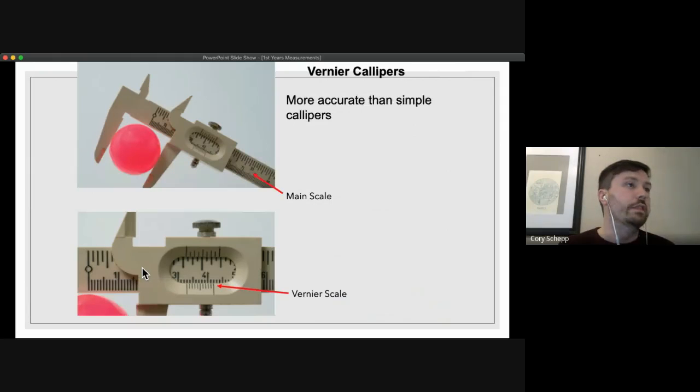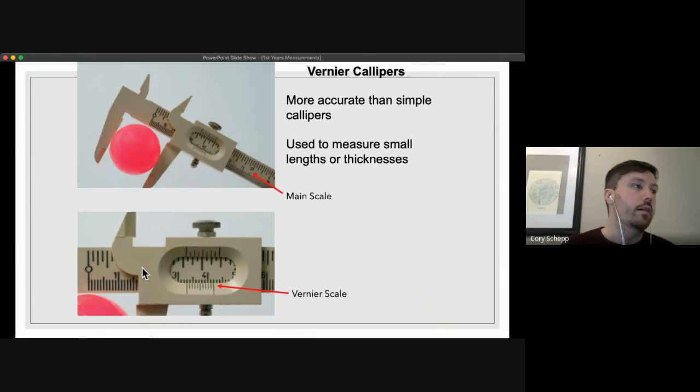All right, so vernier calipers. These are a bit different. They're a bit more complicated. But what they are is they're more accurate. They actually have a built-in ruler on what you're using, and they're used to measure small lengths or thicknesses.